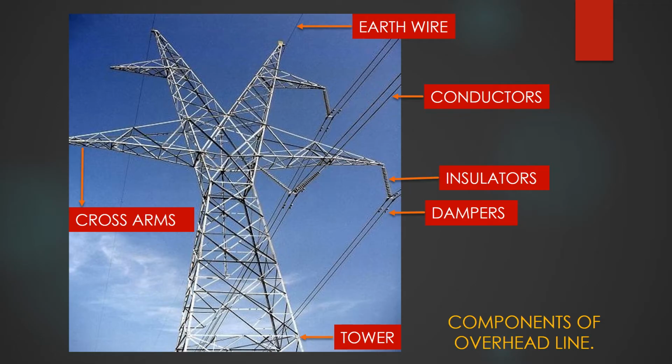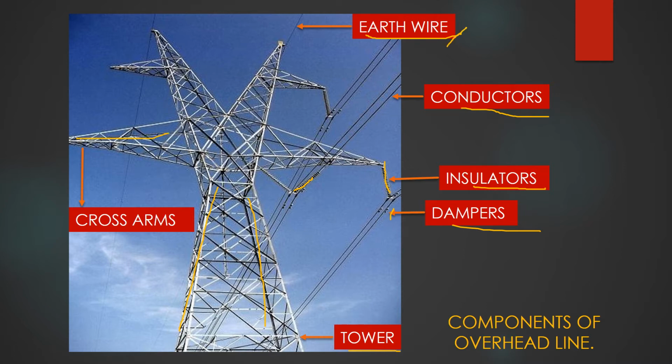First, let's figure out the components of the overhead lines. This is the tower which is carrying the conductor. Conductors are basically our overhead lines which are used for transmitting the power. Insulators, as you can see, these are the insulators. The dumbbell shaped devices are called dampers. There is an earth wire which runs through the peak of the tower. It is also sometimes referred to as ground wire.